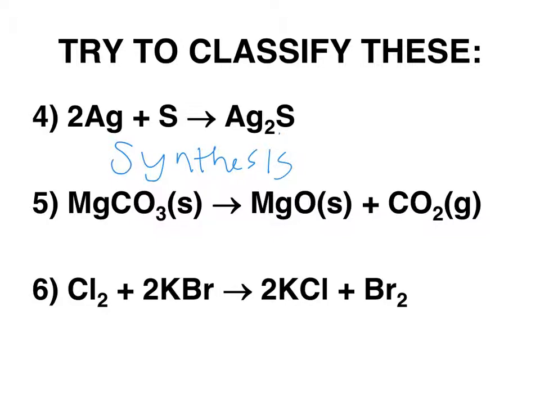And then we have MgCO3 becoming MgO and CO2. So the magnesium compound lost carbon and a couple of oxygens. Okay, so it went from being more complicated to less complicated. Or we have one item becoming 2. So this would be a decomposition reaction.